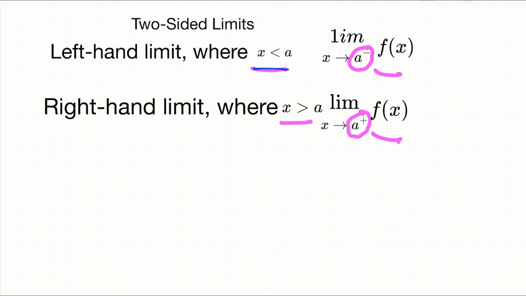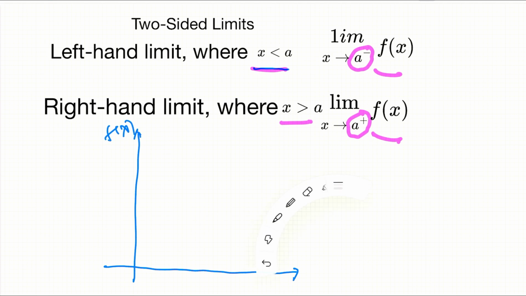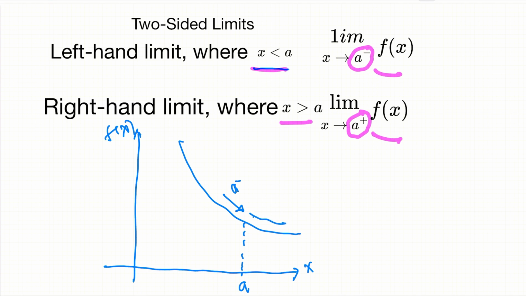I'll draw a graph to illustrate that. F of x, here's our function. There's our a value again that we're trying to find the limit of. What this tells us is this a minus limit comes at it from the left, the lower values of x, and this a plus limit is defined as coming only from the right side. So these are two separate limits, and we're going to see in just a second in a theorem that if they converge, then we do have a defined limit.